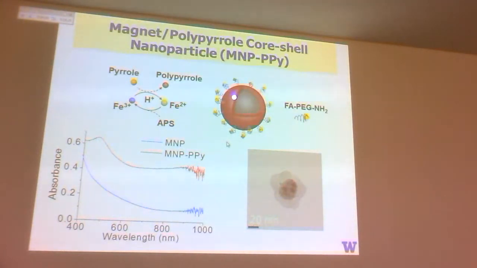Originally this was a gold shell, and we're using plasmonic states. We've now totally replaced it just in the last year with a polymer, which is actually an FDA-approved polymer. So this is all composed of FDA-approved materials. These guys know how important that is. You don't know how important it is. That means I can get this in the clinic relatively quickly. Okay? All right.